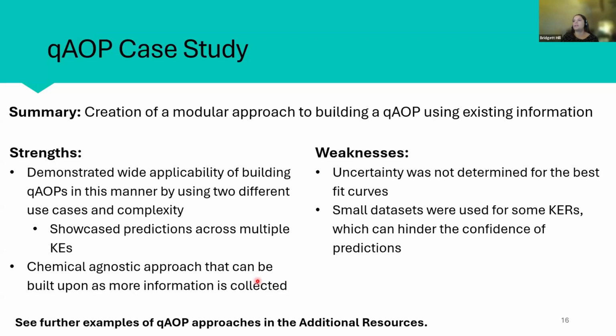Some of the weaknesses were the uncertainty was not determined for the best fit curves, and those small data sets for some of the key event relationships can hinder the confidence of the predictions. I did want to note that we are preparing some additional resources that will have other examples of QAOPs and give you an idea of how complex and different these approaches can be.